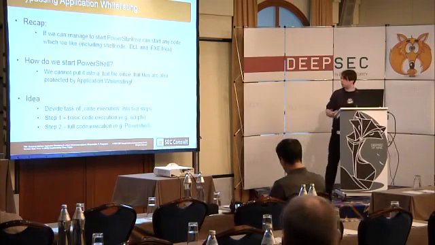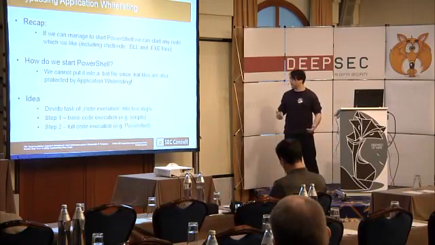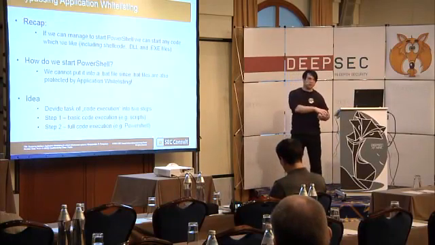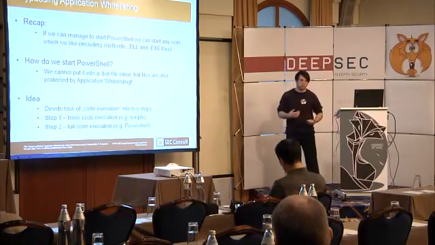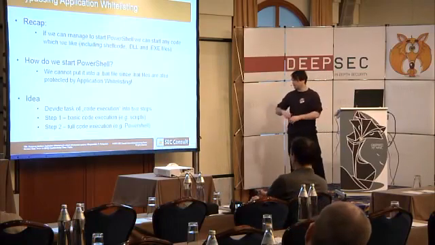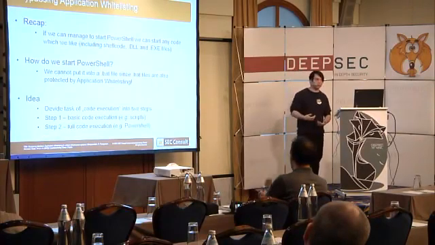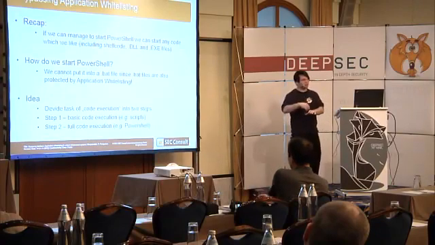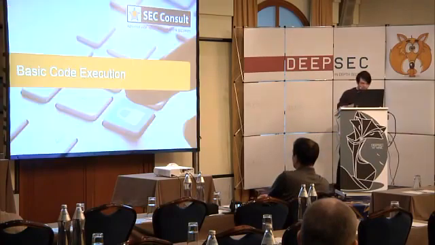So my idea here was to divide the overall task of getting code execution into two small steps. The first step is to get basic code execution, which means you can execute some scripts like JavaScript or Visual Basic script or something like that. And with the script, I can then start other applications on the system, like PowerShell. And these, this is step 2, are used to get full code execution. So I'm then starting applications which can be used to execute shellcode. So let's talk first about basic code execution.